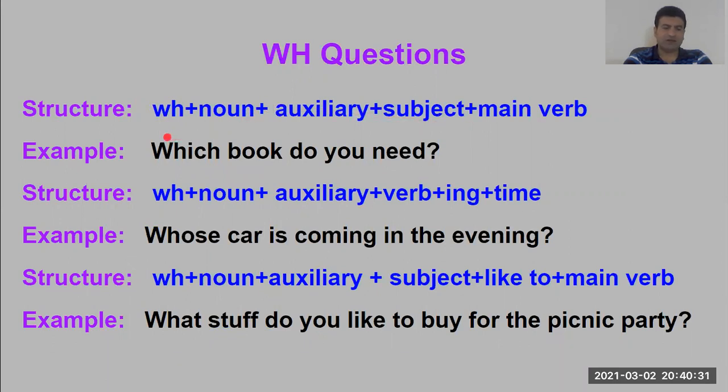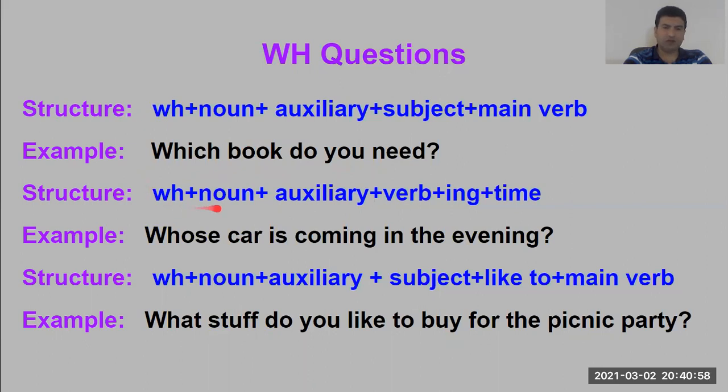The next one is WH plus noun plus auxiliary plus subject plus main verb. So let's look at its example. Which book do you need? Which is the WH question word. Book is a noun. Do is an auxiliary verb. You is a subject and need is a main verb. So, which book do you need?